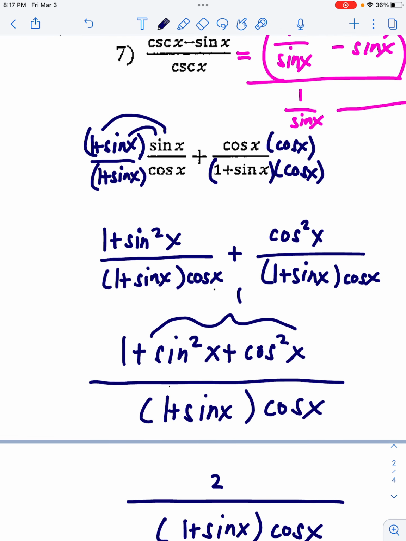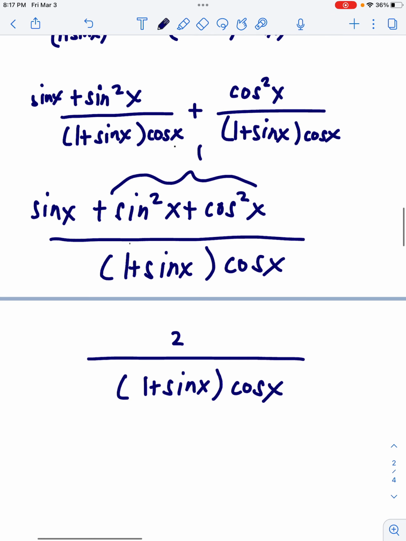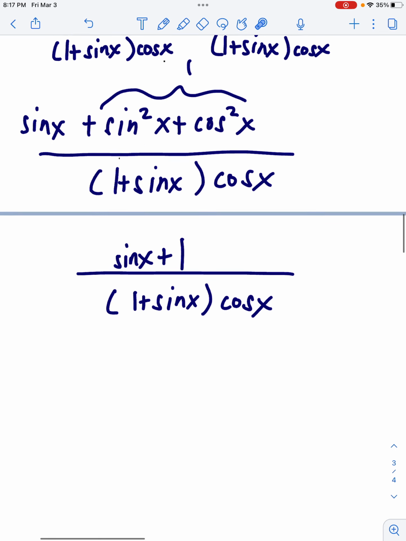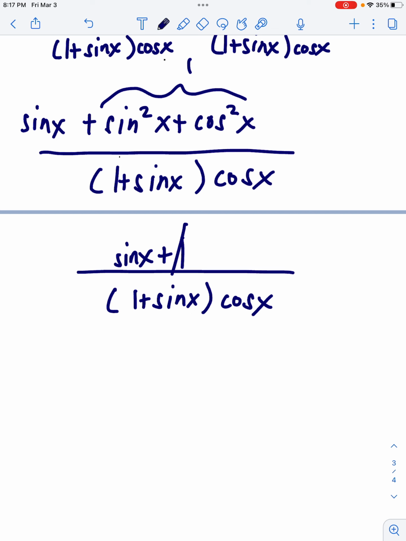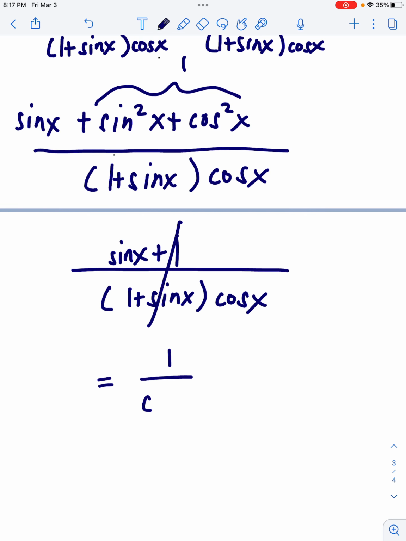Oh, I did something wrong. So sine x, right? When I distribute this sine x to this 1 right here, I wrote down that that's 1. That's not 1. Sine x times 1 is sine. Sorry about that. I did this problem yesterday, and it was way easier. I should have sine x plus 1. This still becomes a 1 here. And sine x plus 1 over 1 plus sine, those cancel. I'm left with 1 over cosine of x, which is just secant of x, okay?